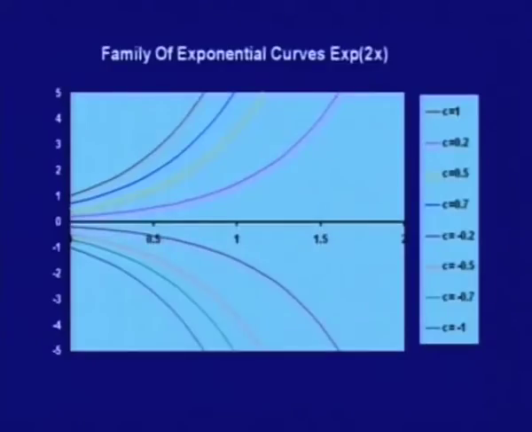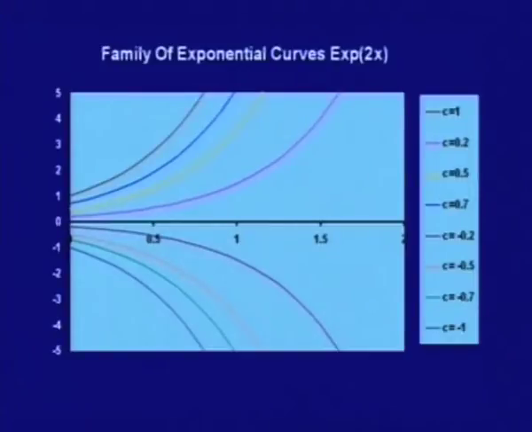Let us see the graph of this function. This is the family of exponential curves. Here we have different exponential curves, all of which are e to the power 2x functions, but with different values of c. So, all these functions satisfy the equation dy over dx is equal to 2y. How do we choose any particular solution? We require something more for that.